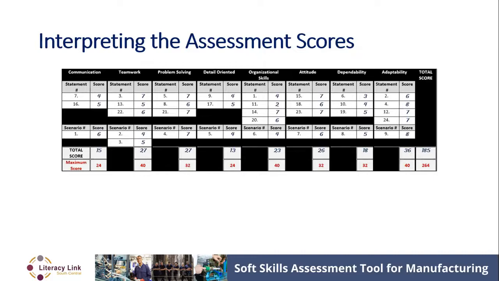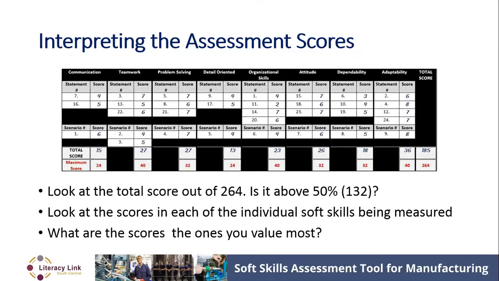As I mentioned when we first looked at the scoring sheet, start by adding up the scores received in each of the columns. Then add those scores to come up with a total overall score out of 264, the maximum number of points that could be achieved for the entire assessment. But how do we interpret that number and the others that we've recorded?